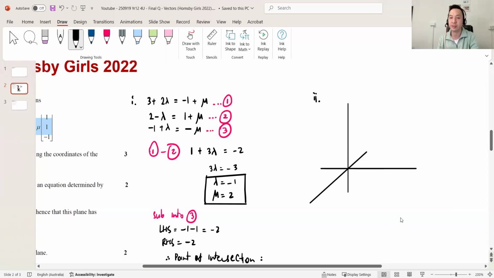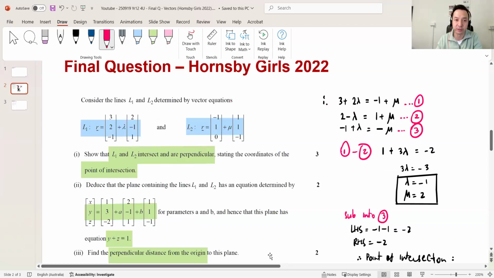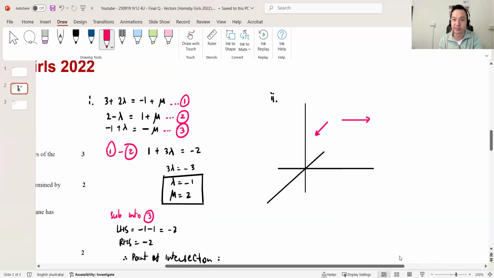So imagine three-dimensional space where I have a vector equation going this way, and a vector equation going this way. Now, if I say this is, what direction vector is it? 2, -1, 1. That's my direction vector.